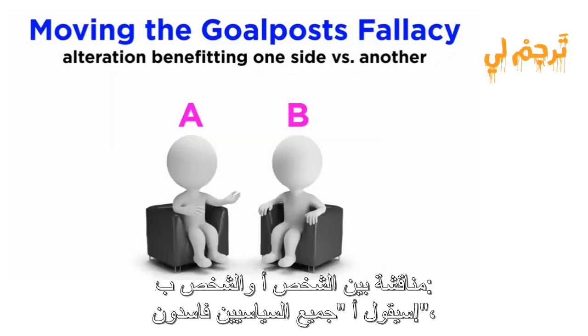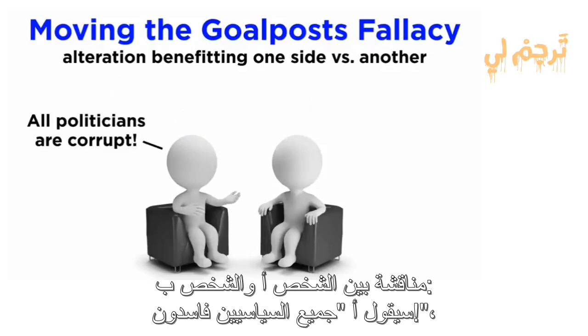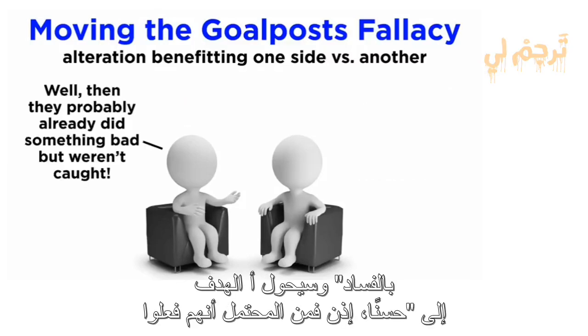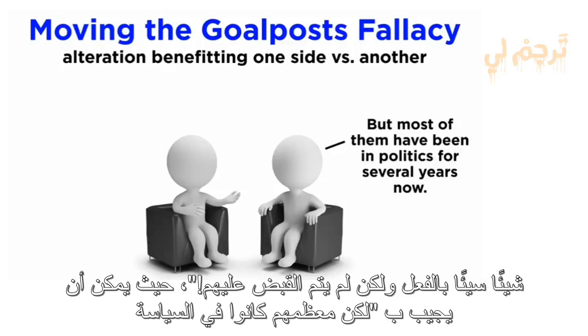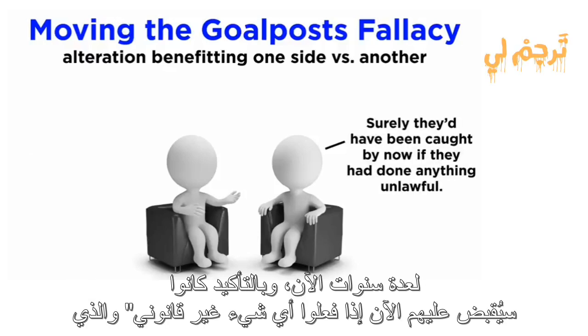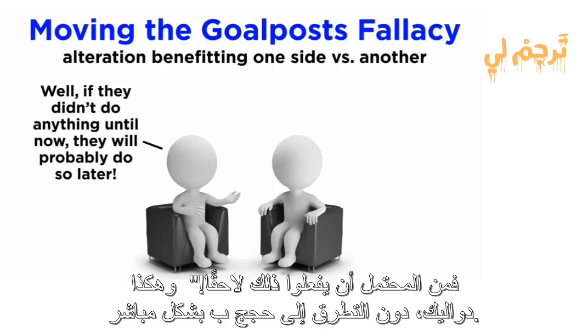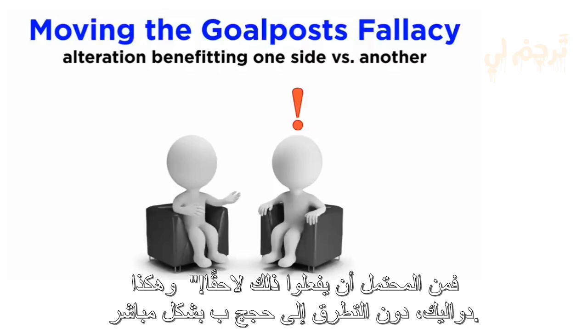An example would be a discussion between person A and person B. A would say, all politicians are corrupt, where B could respond, but in this administration only a minor percentage have been convicted with corruption, and A would shift the goalpost to, well, then they probably already did something bad but weren't caught, where B could respond, but most of them have been in politics for several years now, surely they'd have been caught by now if they had done anything unlawful, to which A could shift again to something like, well, if they didn't do anything until now, they will probably do so later, and so on and so forth, never directly addressing B's arguments.